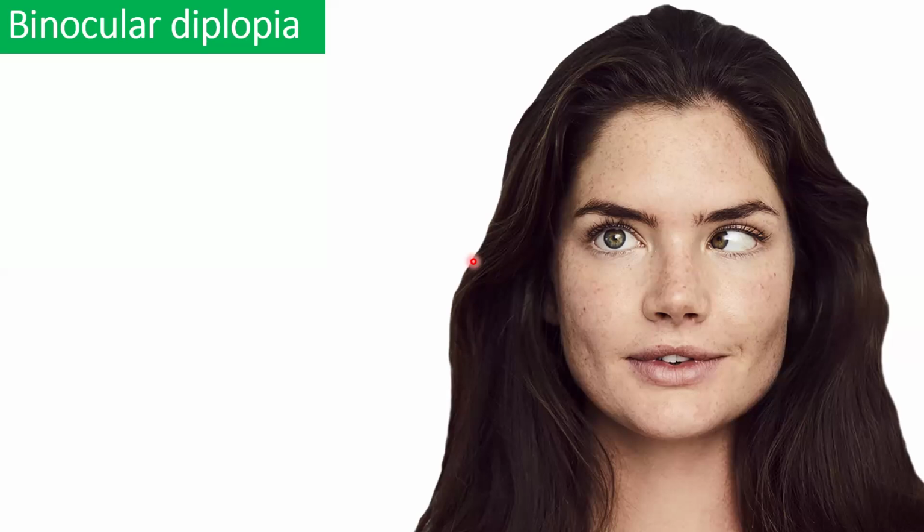So let's start with strabismus, where you can see that this lady has strabismus, esotropia in the left eye. Esotropia is inward turning of the eye, or exotropia, outward turning of the eye, hypertropia, hypotropia, anything.